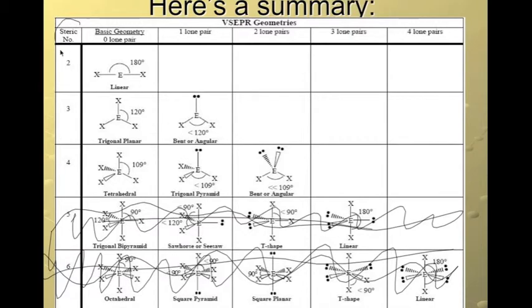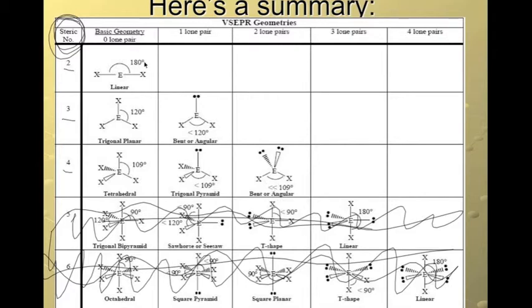Now, we can look over here, and you can see at the top left corner it says steric number. Okay, what this represents is the charged clouds. Okay, 2 charged clouds, 3 charged clouds, 4 charged clouds, and so on. And then what you do is, after you figure out the charged clouds, you look at the lone pairs. Okay, so if I have 2 charged clouds, no lone pairs, I'm going to have a linear. 3 charged clouds, no lone pairs, I have trigonal planar. 3 charged clouds, 1 lone pair, I have bent or angular. 4 charged clouds, no lone pairs, tetrahedral. 4 charged clouds, 1 lone pair, trigonal pyramidal. And then lastly, 4 charged clouds, 2 lone pairs, I have bent or angular.